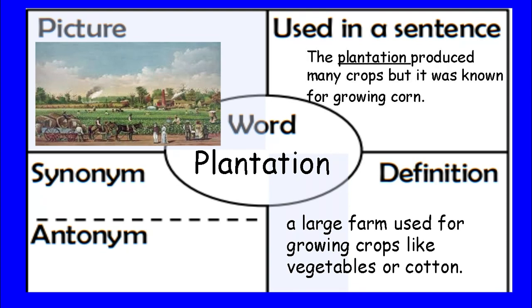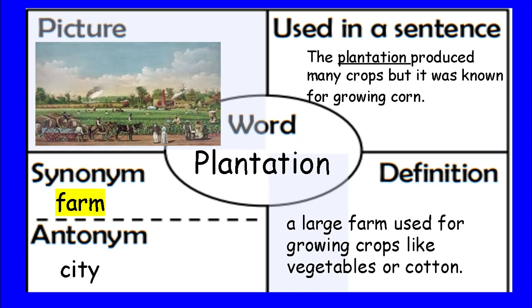If I use it in a sentence, the plantation produced many crops, but it was known for growing corn. So again, plantation is like a farm. Synonym is the same or similar. We can use the word farm.